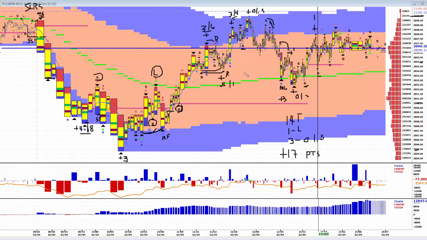We didn't have a lot of range to work with. It was really kind of tough trading. So at the end of the day, you could have traded 14 times. You'd have definitely had one loser, and you had 3 trades that either scratched or made a half a point. So trading, just getting the minimum amounts out of all these trading opportunities, you had 17 points, which is a pretty good day of trading if you think about it.